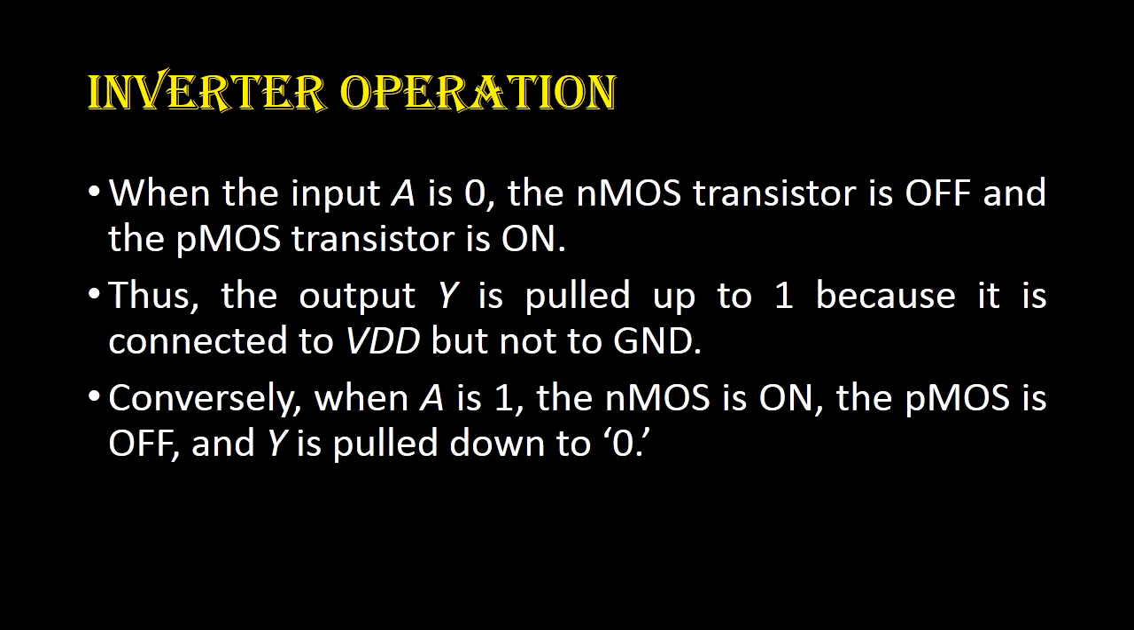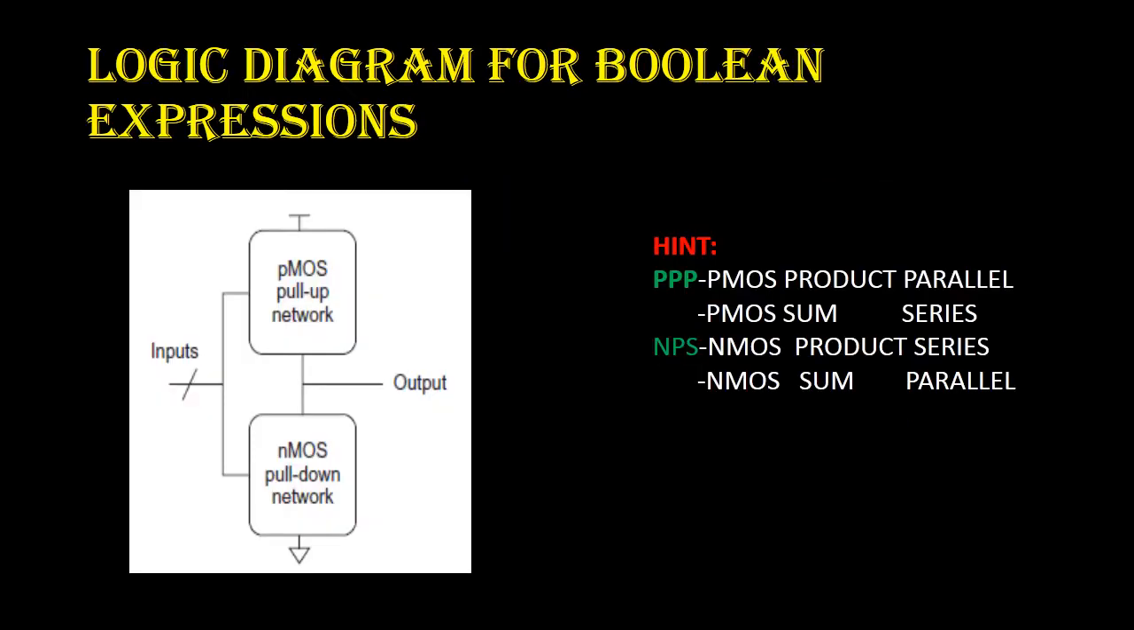Now let us summarize the inverter operation. When the input A is 0, the NMOS transistor is off and the PMOS transistor is on. Thus the output Y is pulled up to 1 because it is connected to VDD but not to the ground. Also, if A is 1, then the NMOS transistor is on, the PMOS transistor is off and Y is pulled down to 0. So this is the overall inverter operation.